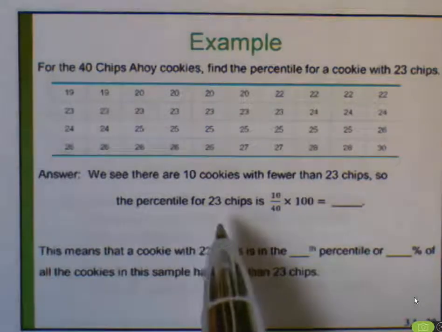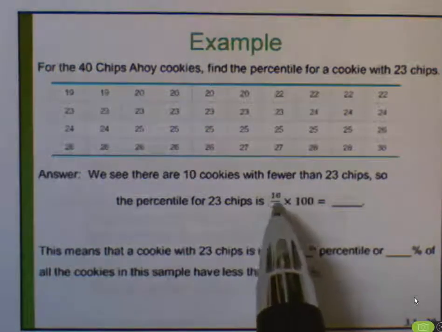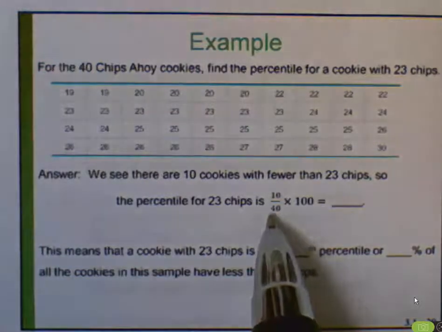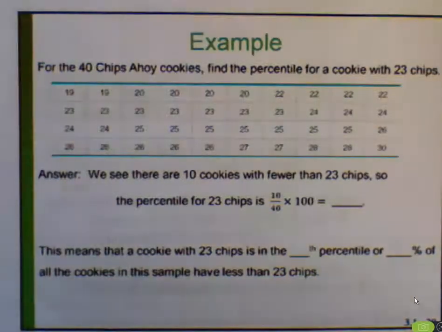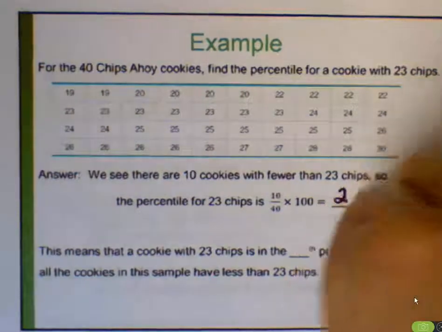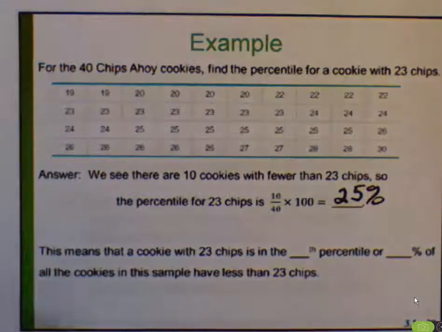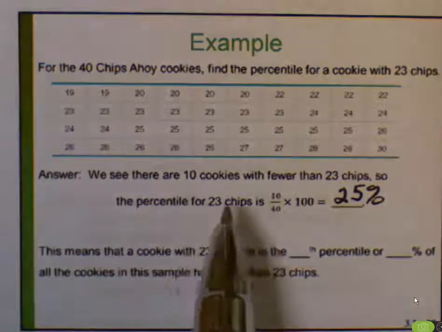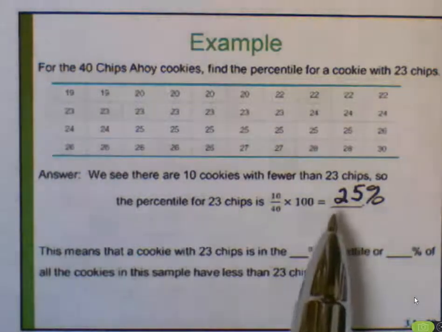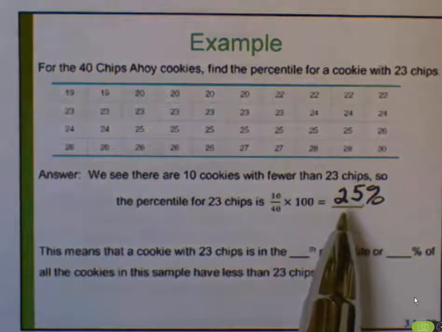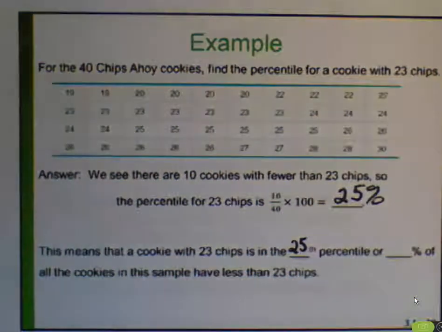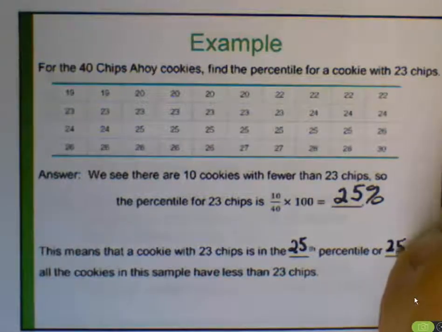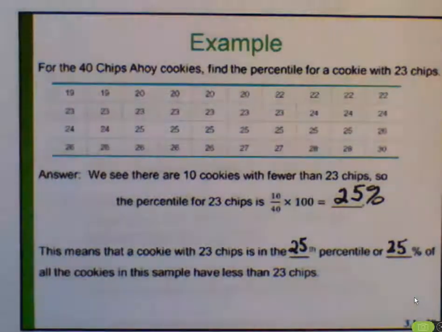So the percentile for 23 chips is 10 out of the 40 had less than 23 chips. 10 out of 40 is 0.25, and then 0.25 changed to a percent is 25%. When you say that 23 chips is in the 25th percentile, it means 25% or 1/4 of the cookies had fewer chips than that. So cookies with 23 chips is in the 25th percentile, means that 25% of all the cookies had fewer than 23 chips.